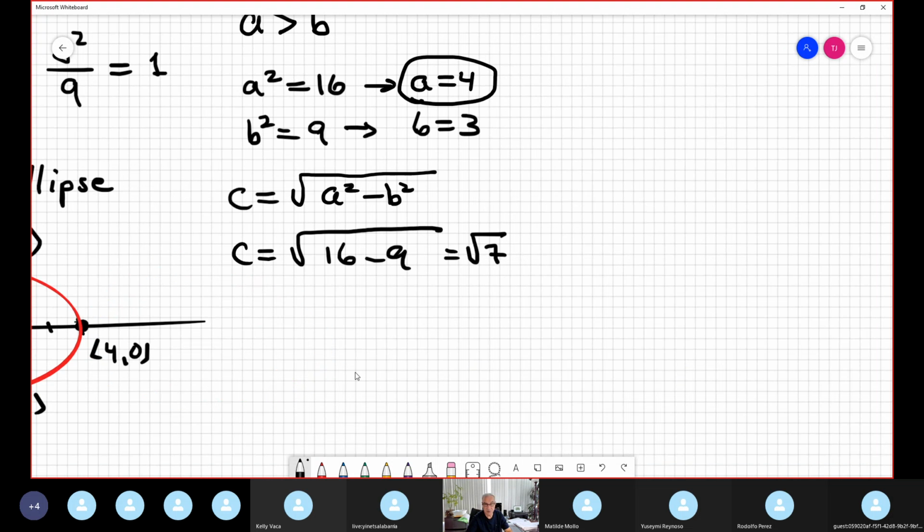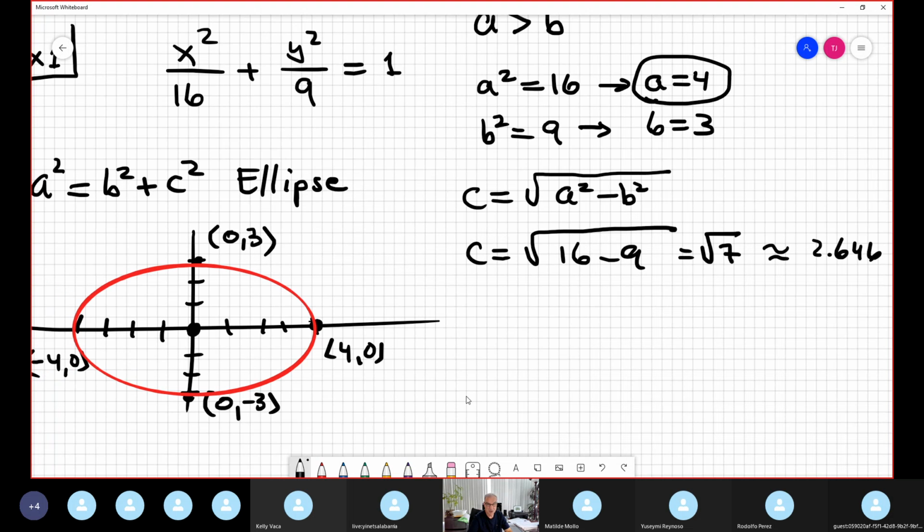to have some idea, because the square root of 7 for me is 2.646. Actually, the foci are located at a distance of 2.6. It's close to 3, you know. Let me use blue color. 1, 2, 3 here. Okay, and 1, 2, 3, approximately close to 3. This point is the point 2.646,0, and this point is minus 2.646,0.